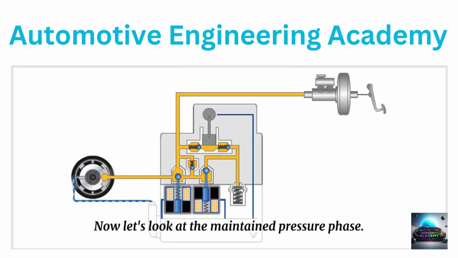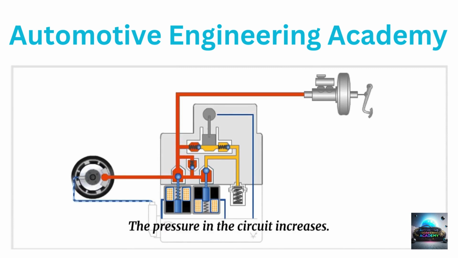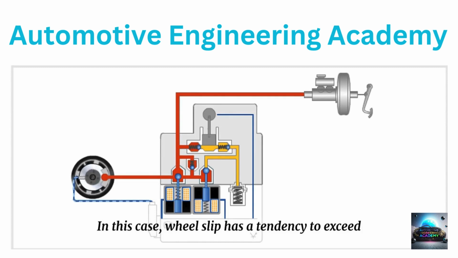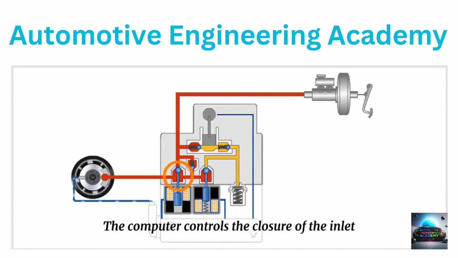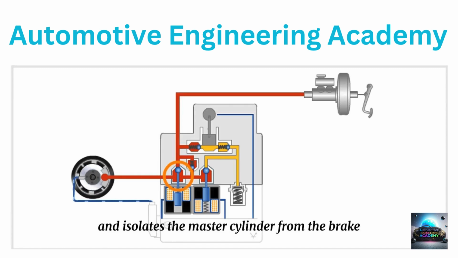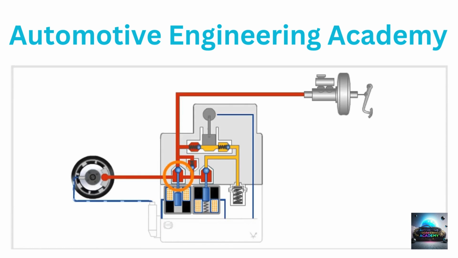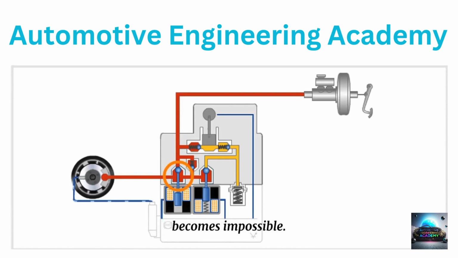Now let's look at the maintained pressure phase. The pressure in the circuit increases. In this case, wheel slip has a tendency to exceed the 20% threshold. The computer controls the closure of the inlet solenoid and isolates the master cylinder from the brake caliper. An increase in the braking pressure for this wheel becomes impossible.